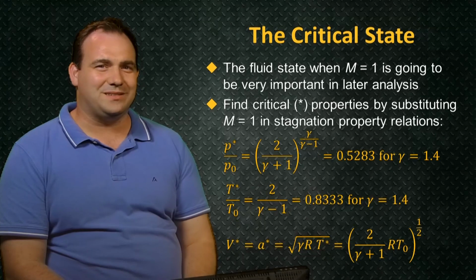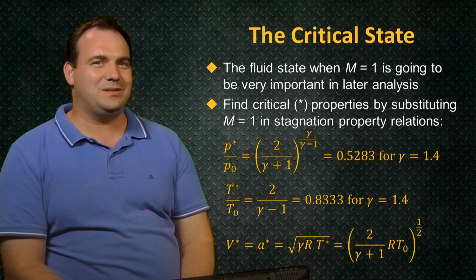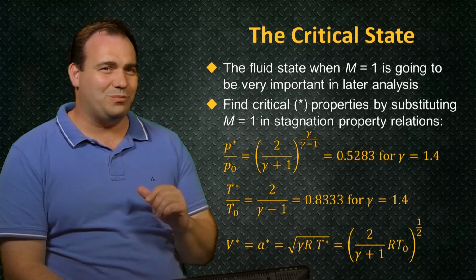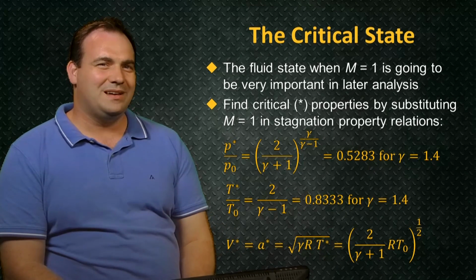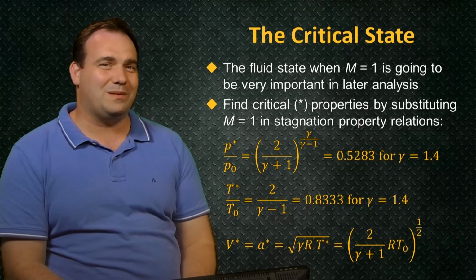In the next section, we're going to make use of the critical state and the stagnation properties in the analysis of compressible flow through nozzles, such as the one required to extract thrust from the hot exhaust products exiting from a scramjet combustor.